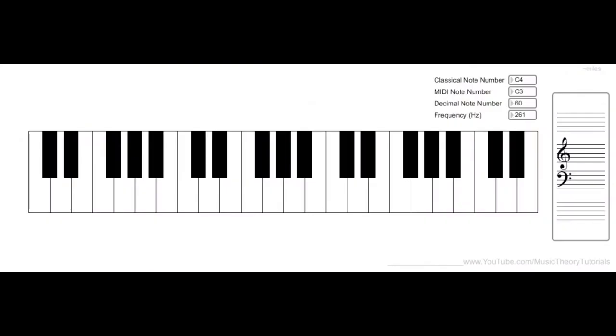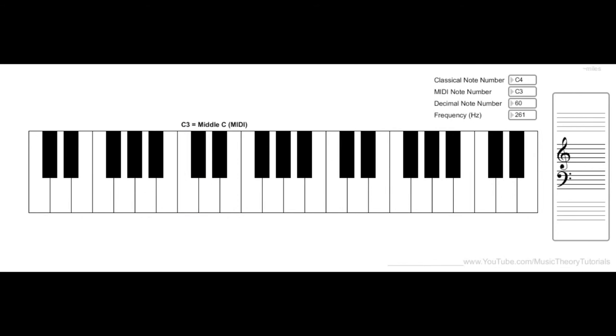Now which of these Cs is middle C? In classical music, middle C was referred to as C4. And the Cs either side would be C3 and C5. In MIDI, middle C is C3.